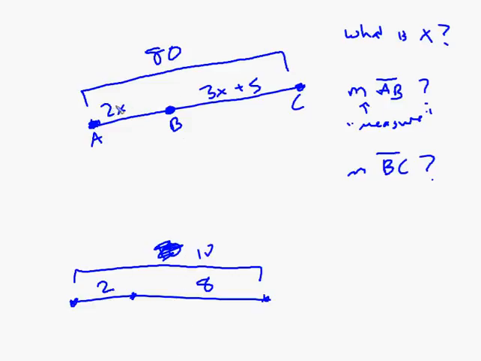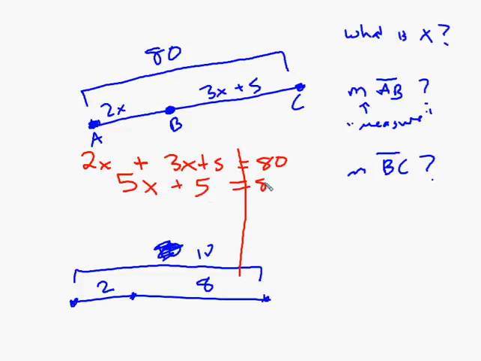So what do I know? If I add these two, I get 80. So I'm not going to say 2x equals 3x plus 5, because that's obviously not true. This is shorter than this one. But 2x plus 3x plus 5 equals 80. And now, do we have like terms that we can combine on the left? Yes. So 2x plus 3x is 5x plus 5 equals 80. Subtract the 5, and then divide by 5. And we get 15. X is 15. So that answers the question, what is x?